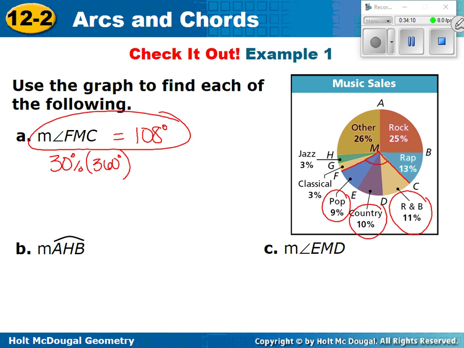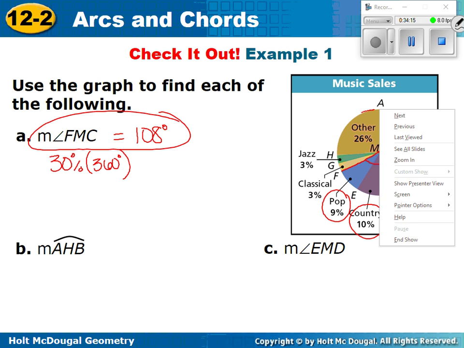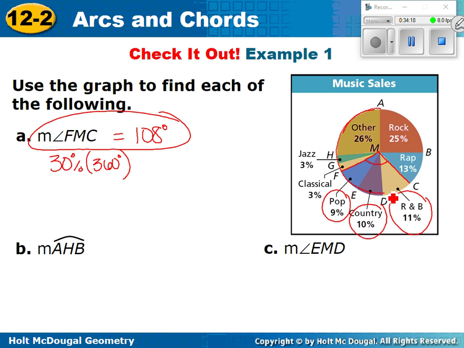Okay, B wanted arc AHB. Be careful. You're starting at A, going towards H, all the way around to B. You could add all those together, or what's the only thing you're not including? The rock, which is 25%. So how much is left? 75%. So you just want 0.75 of 360, which is what? 270.